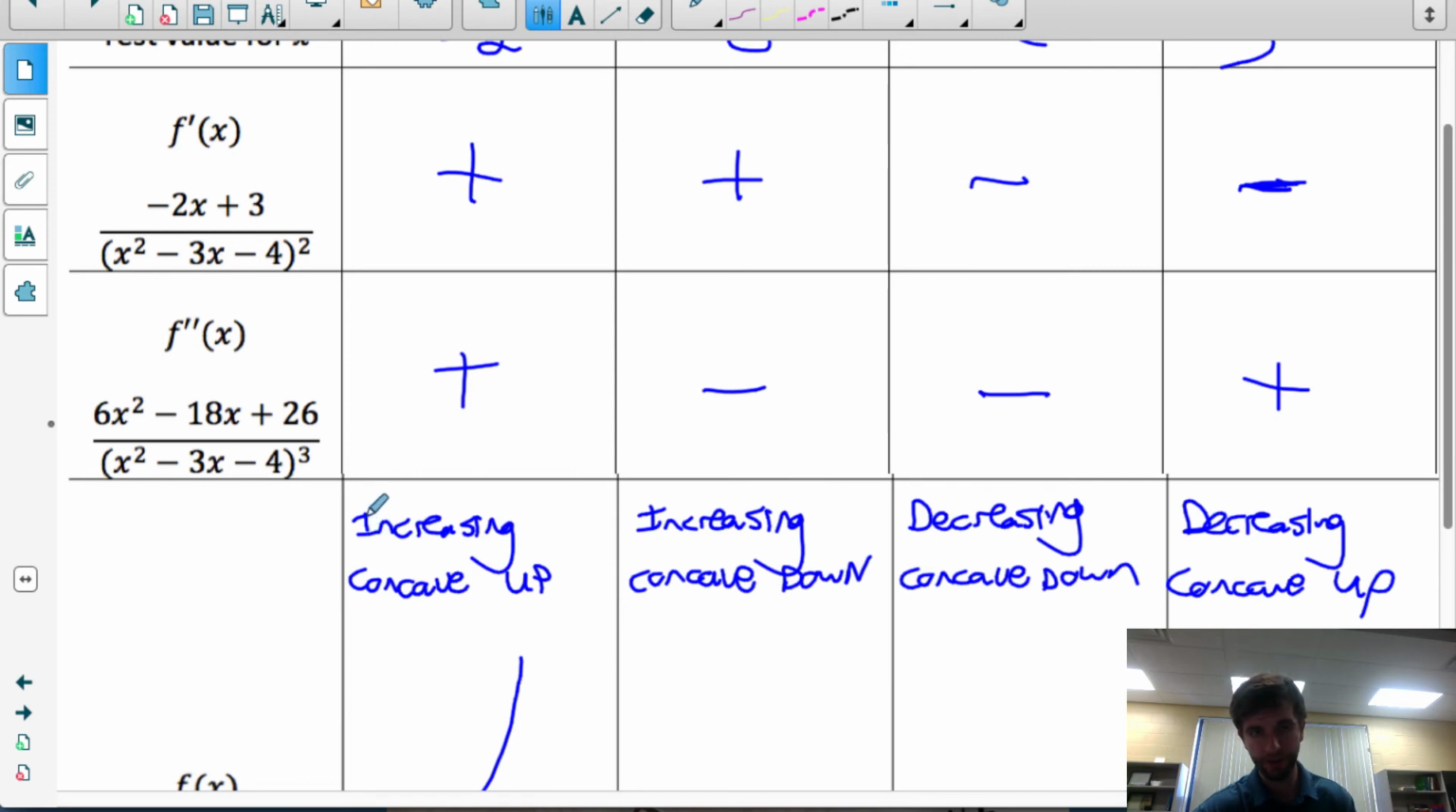When I was commenting on whether the function was increasing or decreasing, I was looking at the sign of the first derivative. When I was commenting on whether it was concave up or concave down, I was looking at the sign of the second derivative.